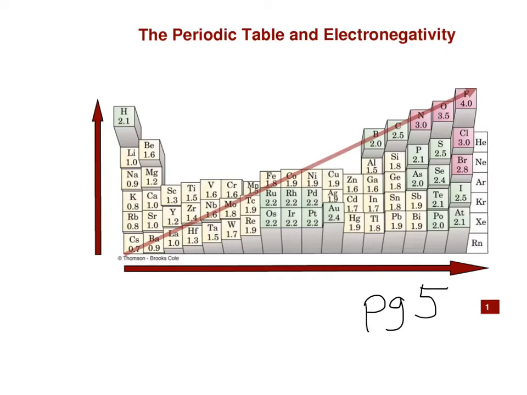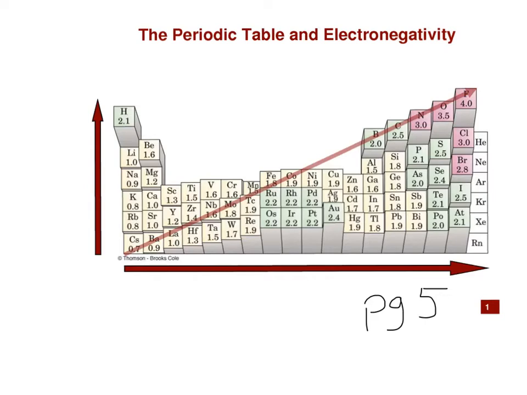So let's notice that the definite trend is, like we learned, the electronegativity increases the higher you are on the periodic table and the further to the right, with the exception of the noble gases, which you notice are over there. They don't have any electronegativity at all because they already have a stable configuration of electrons.